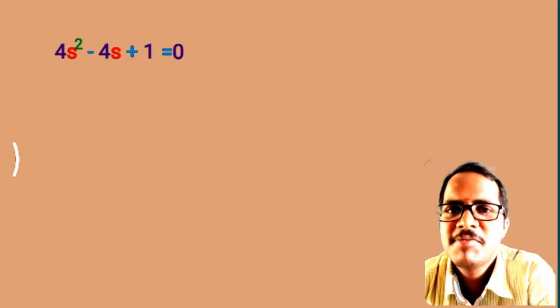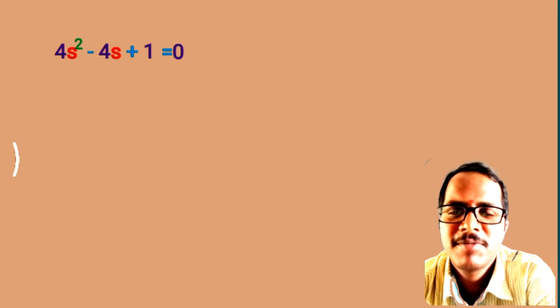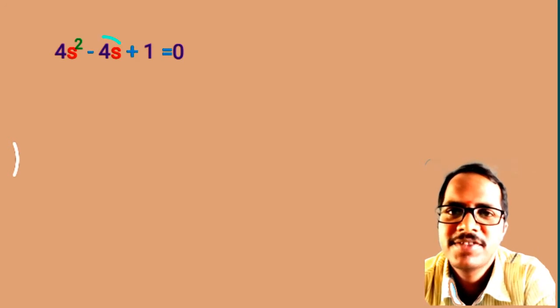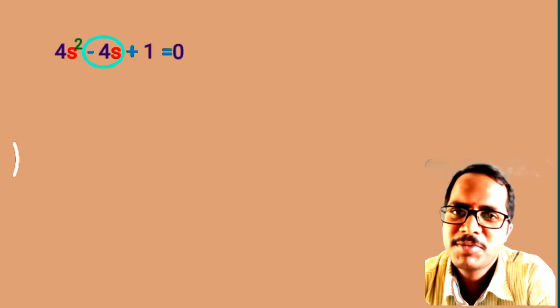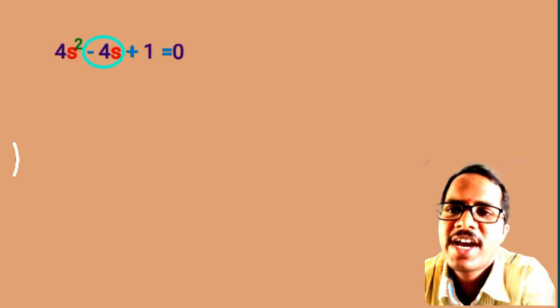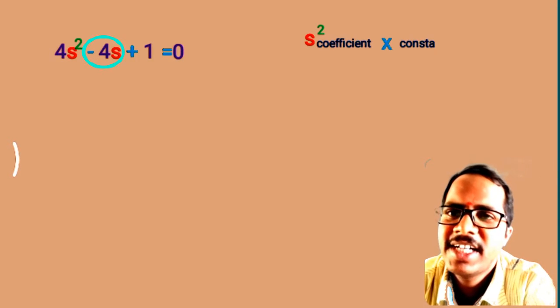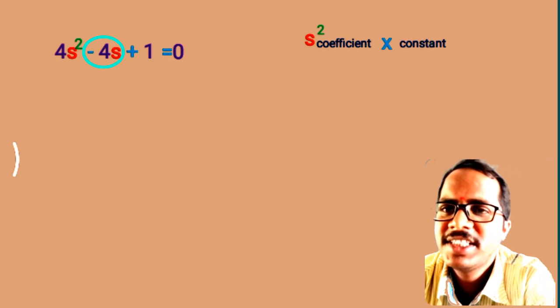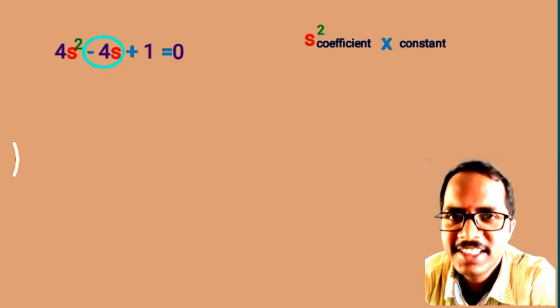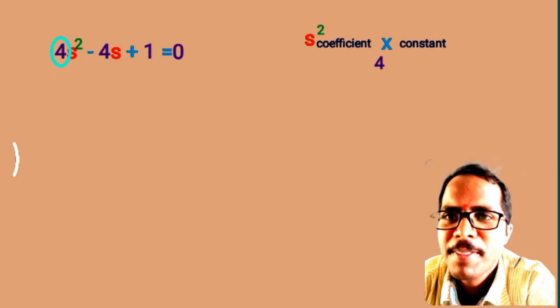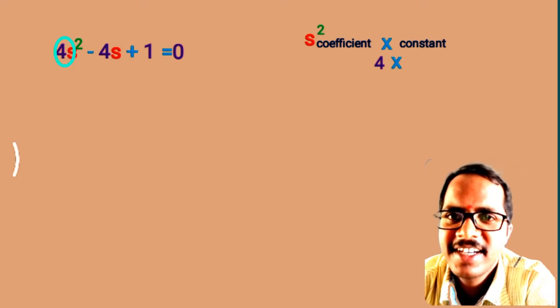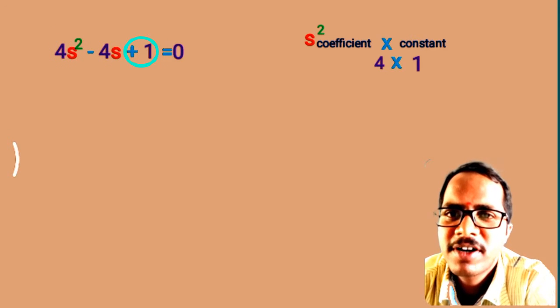Now we need to split the middle term to get the zeros of this polynomial. So what is the middle term here? Minus 4s. To split the middle term, that is minus 4s, we need to take a suitable pair of factors for the product of s square coefficient and constant. So here what is the s square coefficient? It is 4. And what is the constant here? It is 1. So the product of 4 and 1 equals to 4.